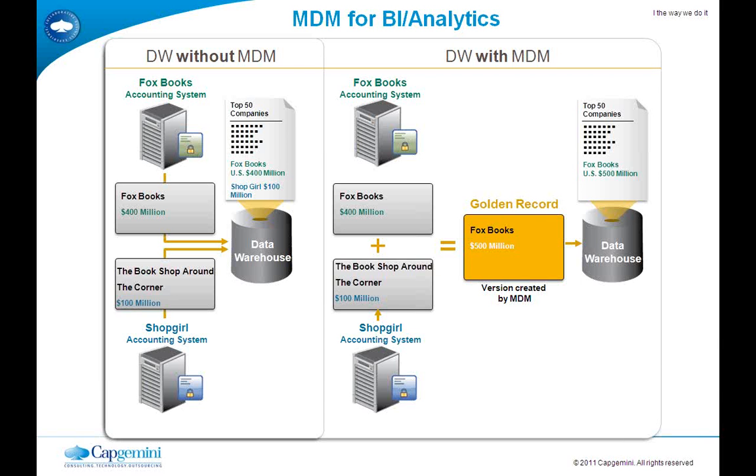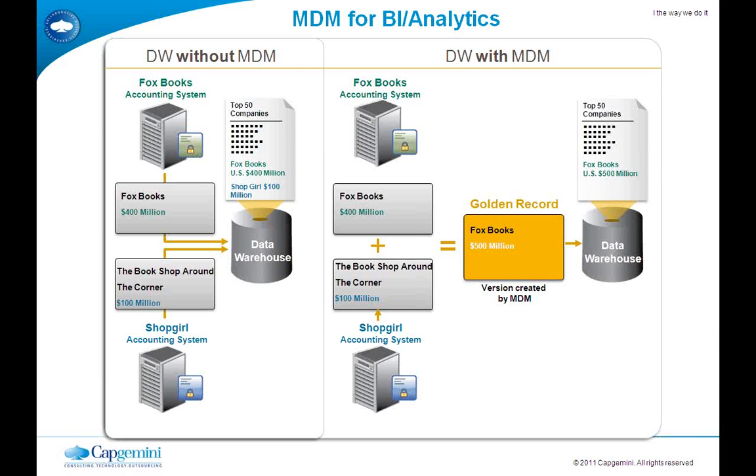In this first example on the left, you've got two companies that have merged, but unbeknownst to us, because of the lack of MDM, we aren't aware of it. And when asked for a report giving our top 50 customers, in this example, we've got Fox Books and Bookshop Around the Corner. Anybody remember that movie? I think it was You've Got Mail. Somebody was a fan of that, put that in here.